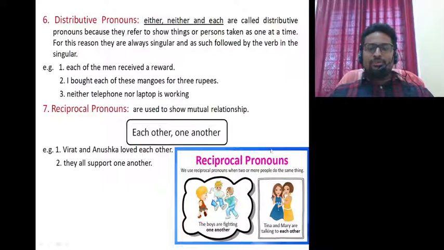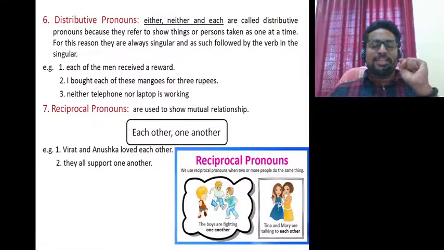I think you know what a reciprocal pronoun is. We use reciprocal pronouns when two or more people do the same thing. The boys are fighting one another. Tina and Mary are talking to each other. Each other and one another are called reciprocal pronouns. We use them to show a mutual relationship.